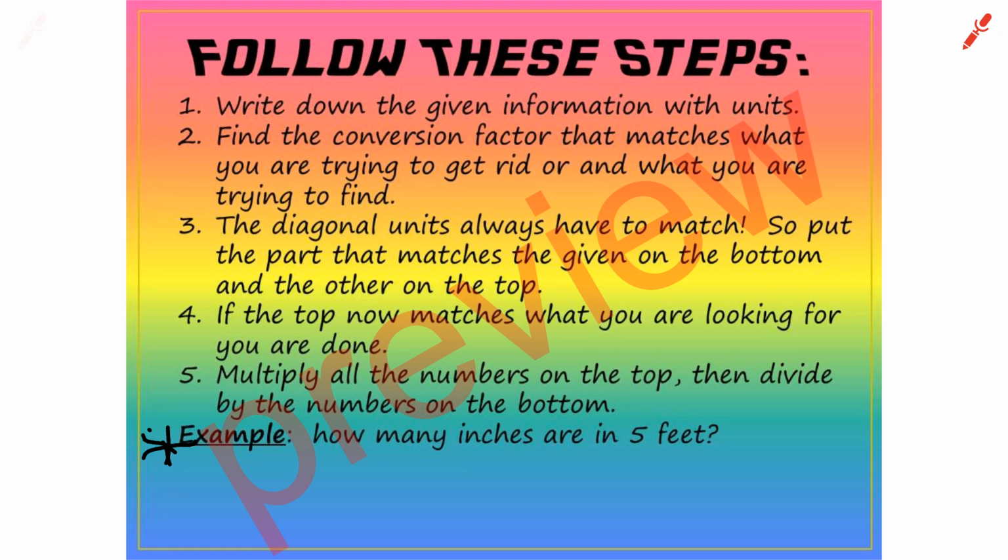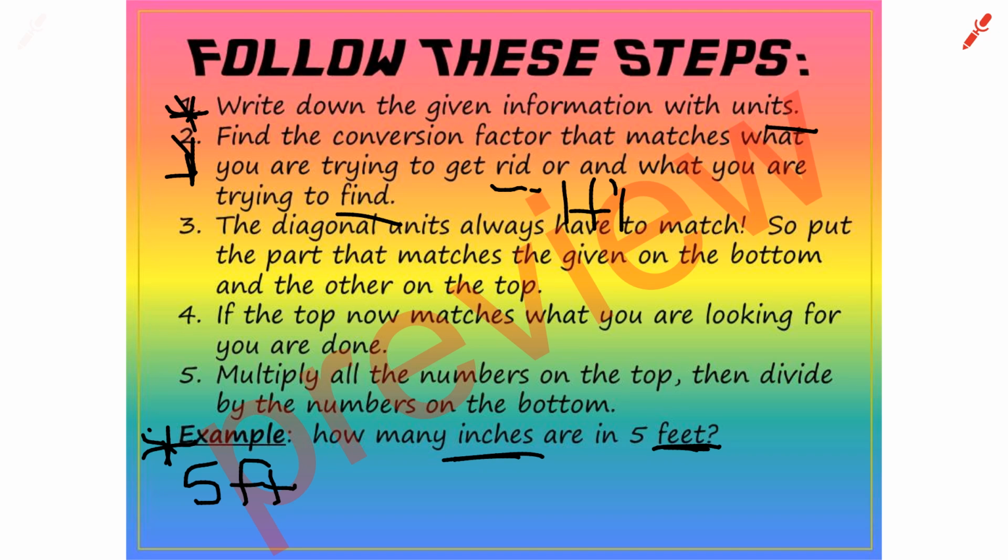So the first thing you would do is, number 1, write down the given information with units. So you would write down 5 feet, and feel free to abbreviate. I will always abbreviate just to make it shorter. Then you want to find the conversion factor that matches what you are trying to get rid of and what you are trying to find. So I'm trying to get rid of feet and I'm trying to find inches. So I know in 1 foot I have 12 inches. So I'm not telling you anything that you don't know.